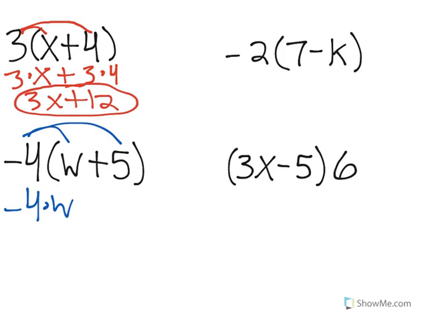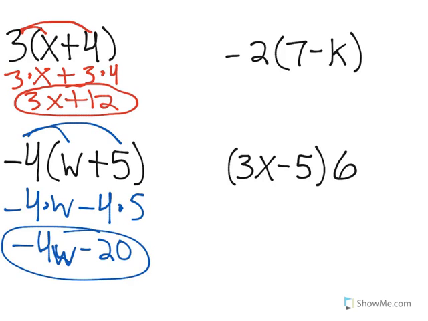Negative 4 times w. Now negative 4 times positive 5, and a negative times a positive, that's a negative. So you put a minus sign there. Negative 4 times w is negative 4w. Negative 4 times 5, that's negative 20, or in this case minus 20. And so that's going to be our final simplified answer for that example.